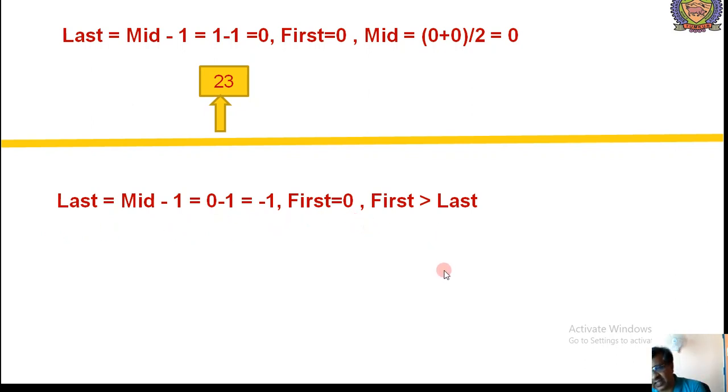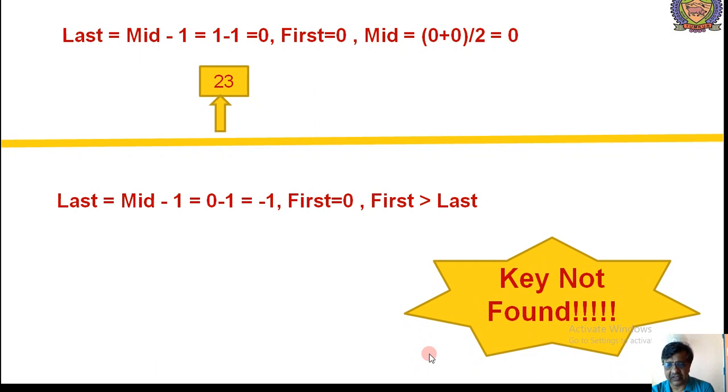Therefore, first is greater than last. First is 0 and last is minus 1. Therefore, first is greater than last. And this is sufficient for the algorithm to stop because it is a fictitious situation that occurs whenever the key is not found in the array. Okay, key is not found.